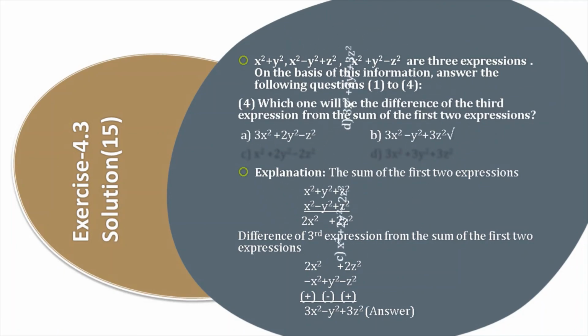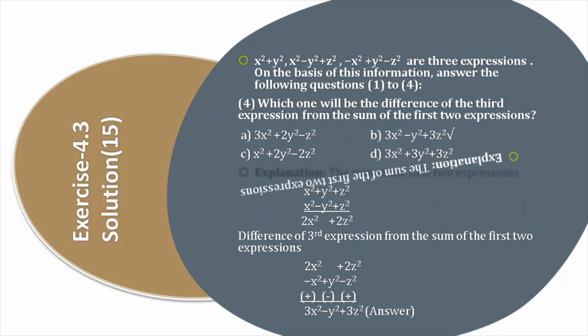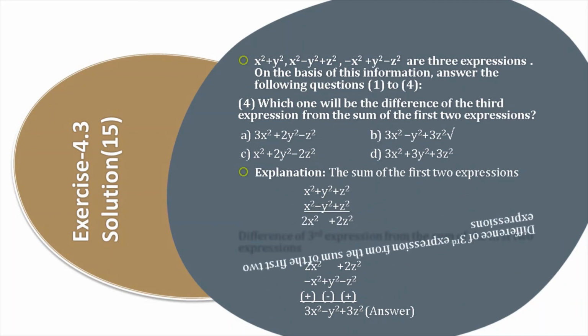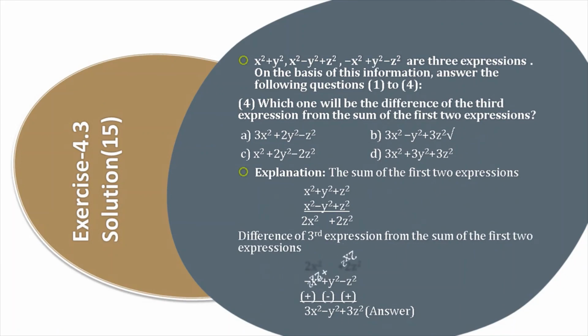That is the explanation, my dear. If we add the first two expressions, we get 2x square plus 2z square, and the difference of the third expression from the sum of the first two expressions is, if we arrange them with the similar terms one by one, 3x square minus y square plus 3z square.